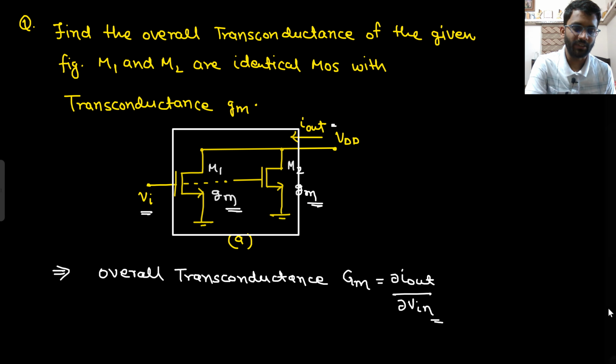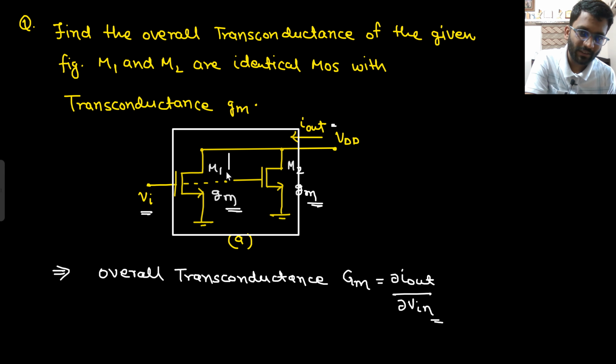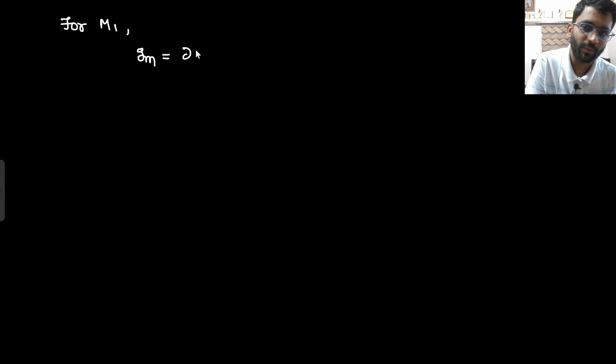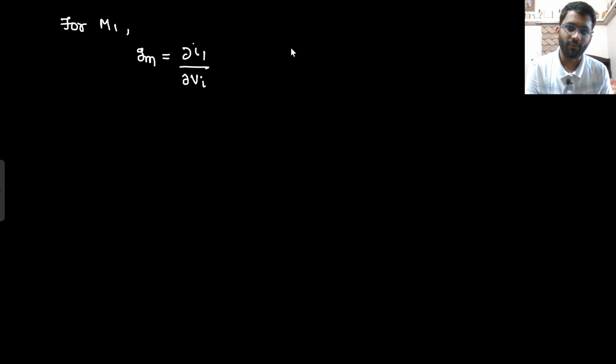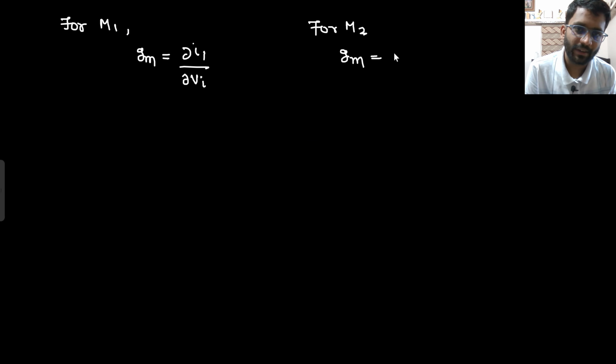For transistor M1, for M1, what will be the GM? GM will be this current, which is not given. Let's assume I call this I1 and this current I call I2. The current in M1 is I1, the current in M2 is I2. So what will be GM? That would be del I1 by del V, right? And for M2, what will be GM? Del I2 by input, which is the same only, del V.